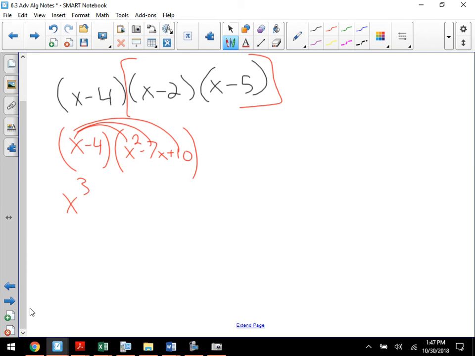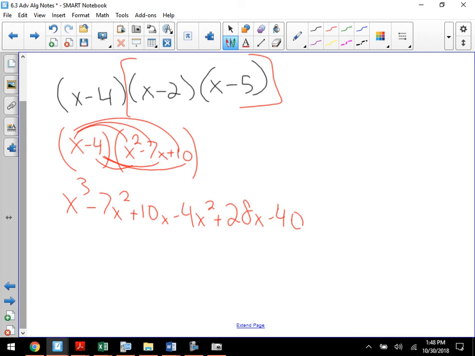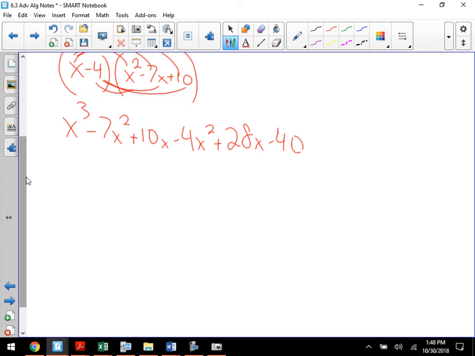X cubed. Nice. You get all of that? But then you combine your like terms, you should only have 4 terms left over. X cubed.